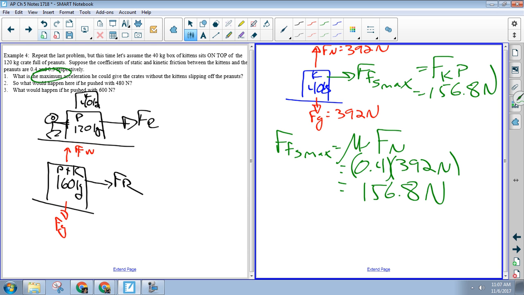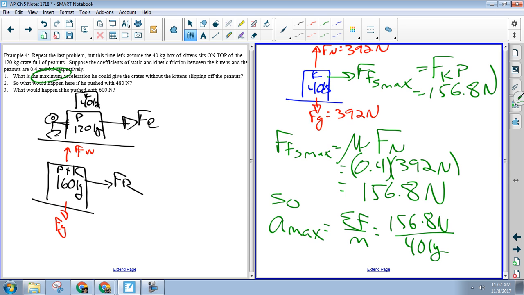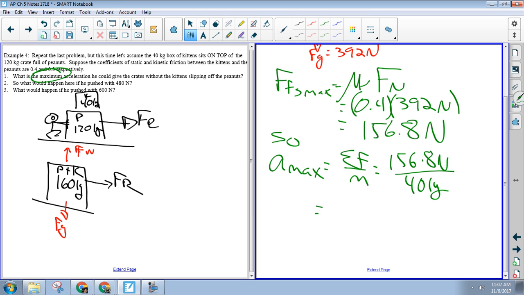So let me pause there for a minute. Does that make sense? Oh, so I can find the acceleration of the kittens, right? So 156.8 newtons divided by 40 kilograms gives you, what, 3.92 meters per second squared? Is that right? Yeah. All right, any questions? We're almost done.